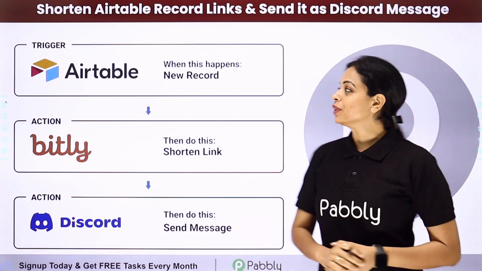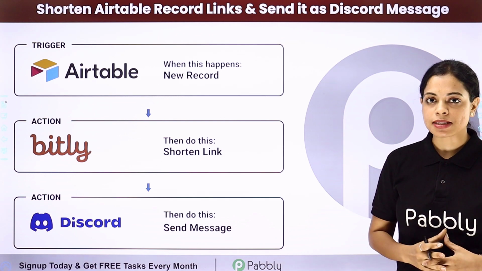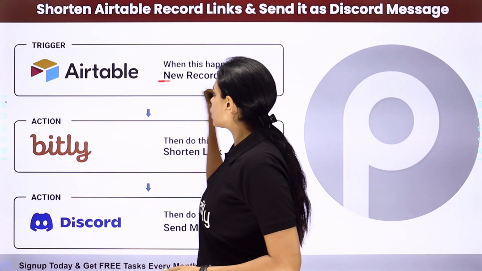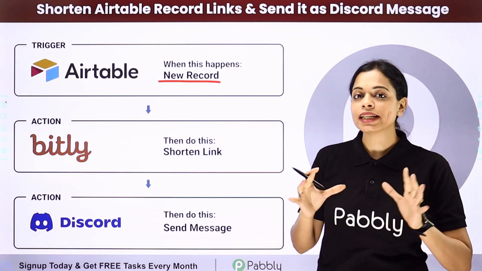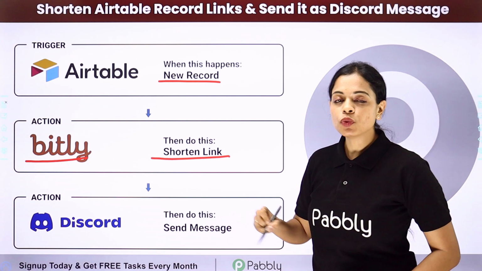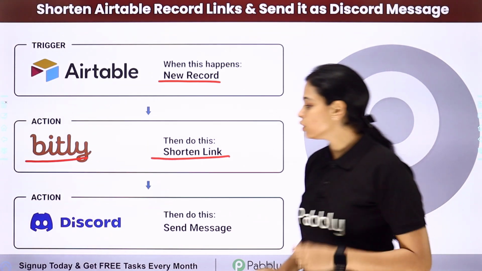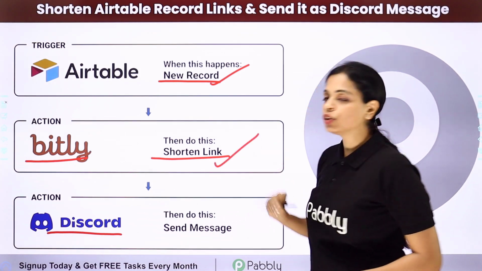In this video, we are going to see how to shorten Airtable record links and send them to Discord as a message. So let's say that you have got certain records in your Airtable spreadsheet where you have got different URLs. Now with the help of Bitly, first you want to shorten the link and then you want to send a message to your team sitting on Discord, the record details along with the shortened link.